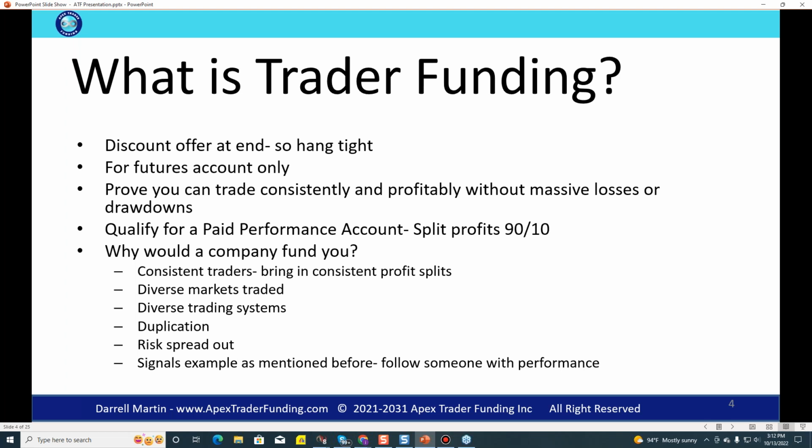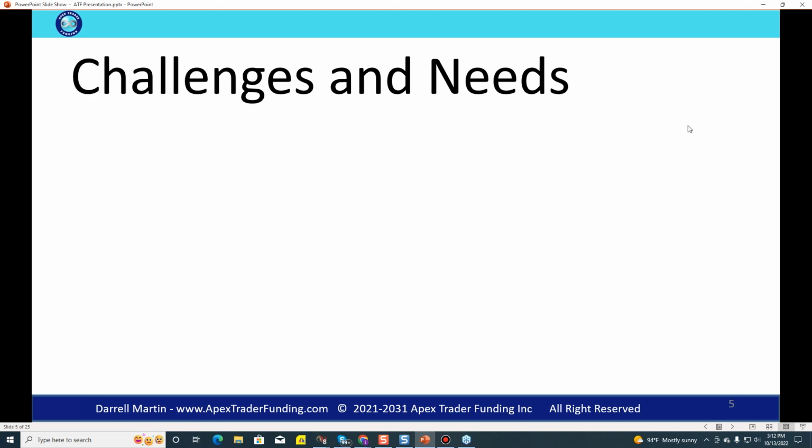And also times of the day. Some people trade the early morning open. Some people trade evening. Some people trade overnight, right? So it's a big diversity. It spreads out and a lot of duplication there, okay? So that's kind of just a nutshell of why a company would be looking to fund a trader.